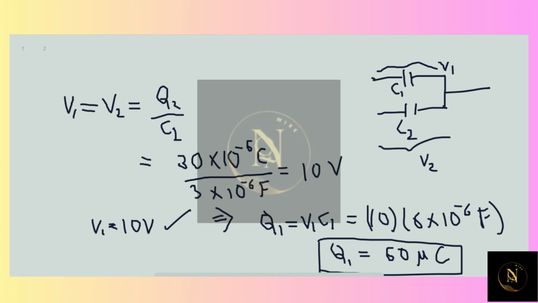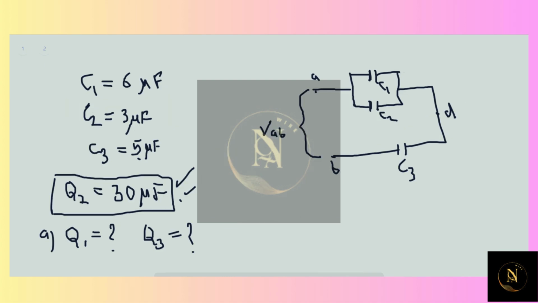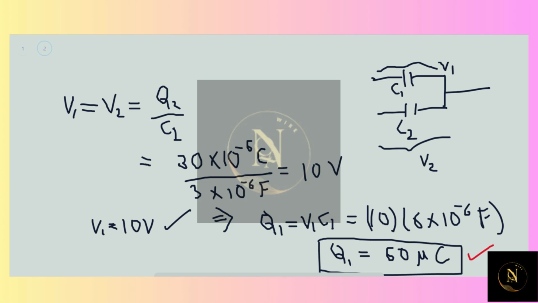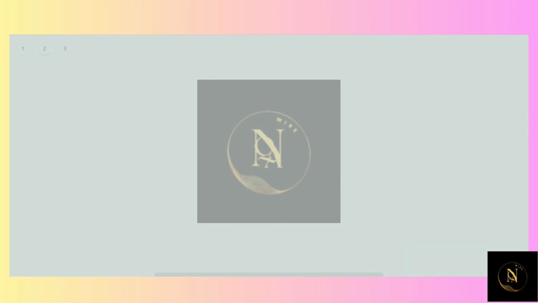So we have found the charge on the first capacitor, Q1. The charge on the second capacitor is already given to us. We found the charge on the first capacitor C1, which is Q1, 60 microcoulomb. And now we need to find the charge on the third capacitor C3. So if you recall the third capacitor C3, we have our C1 and C2 like this.